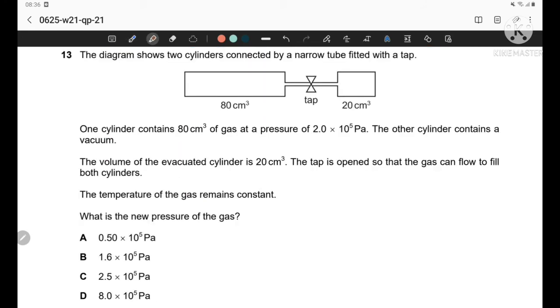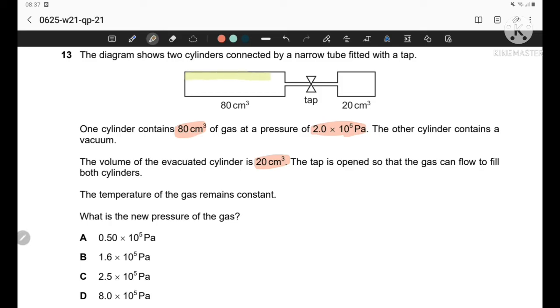Question 13. The diagram shows two cylinders connected by a narrow tube fitted with a tap. One cylinder contains 80 cm³ of gas at a pressure of 2 times 10 to the power 5 Pascal. The other cylinder contains a vacuum. The volume of the evacuated cylinder is 20 cm³. The tap is opened so that the gas can flow to fill both cylinders. The temperature of the gas remains constant. What is the new pressure of the gas?